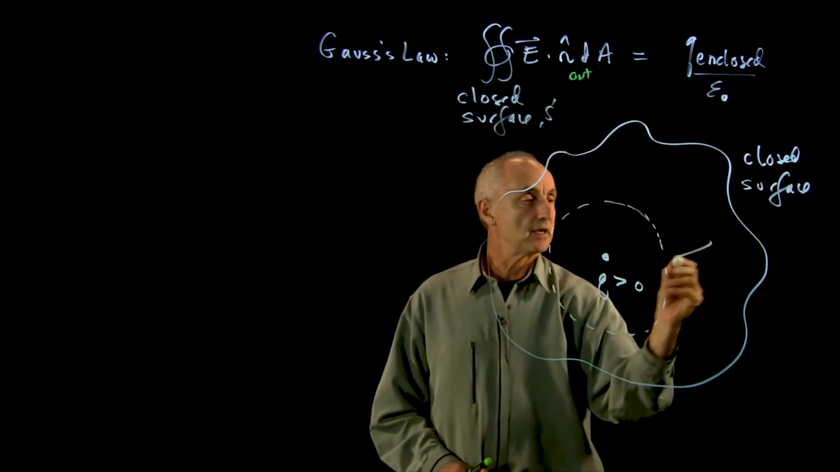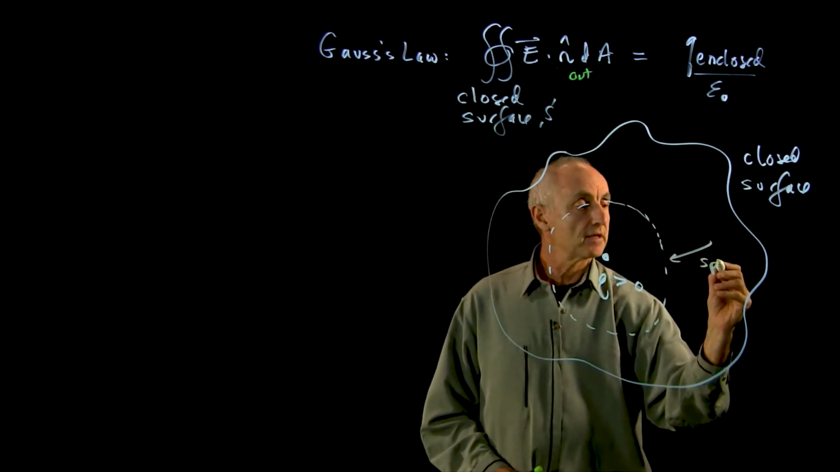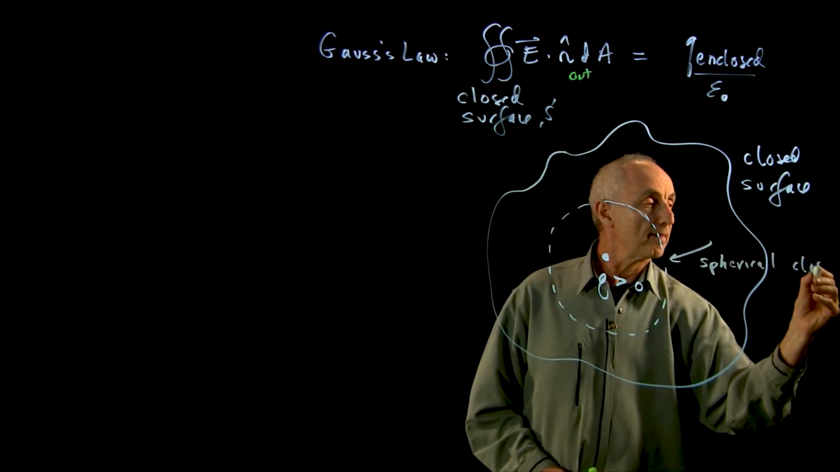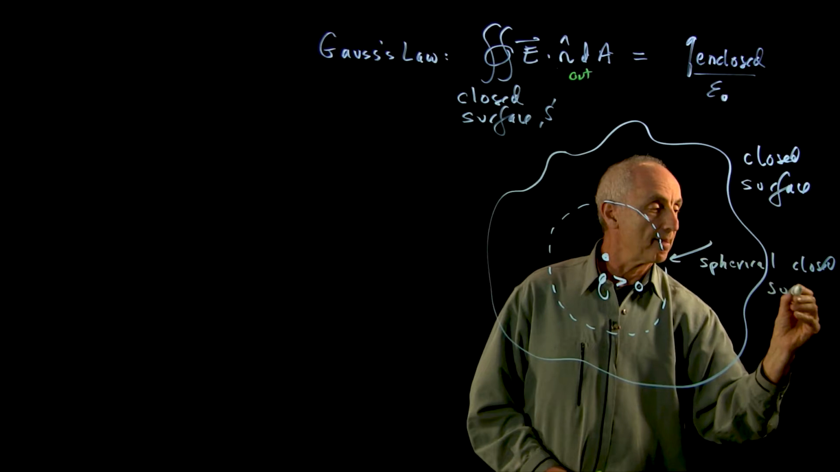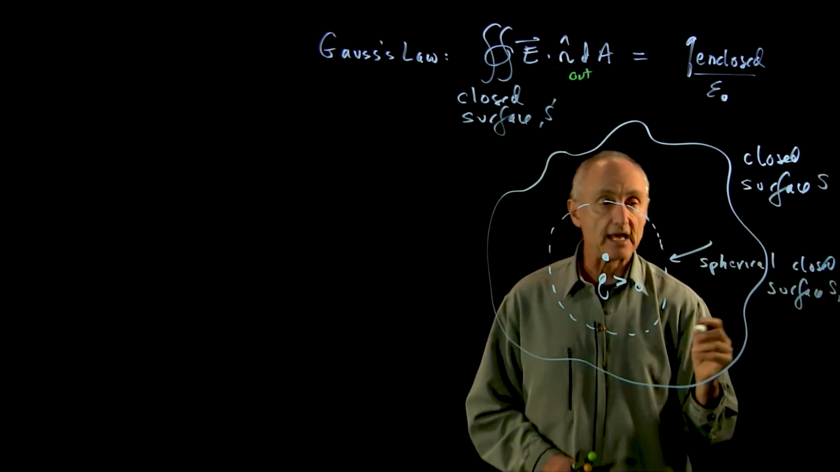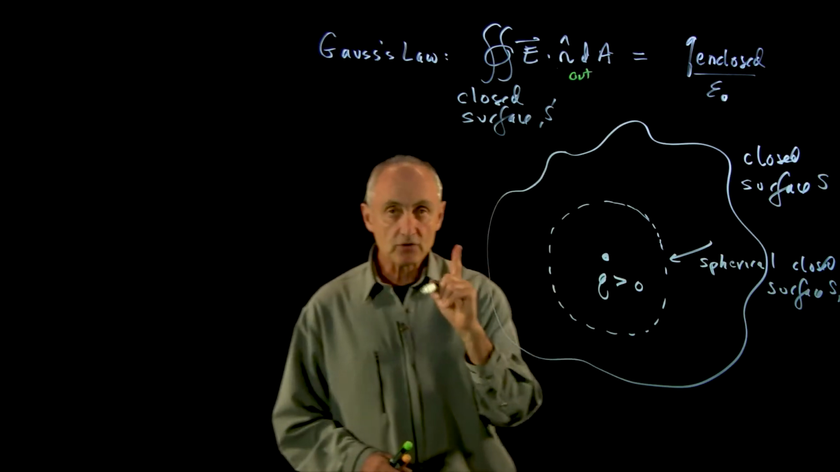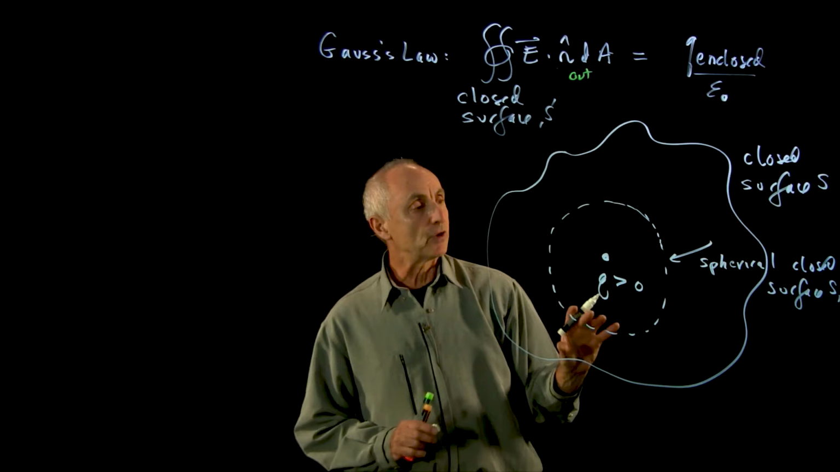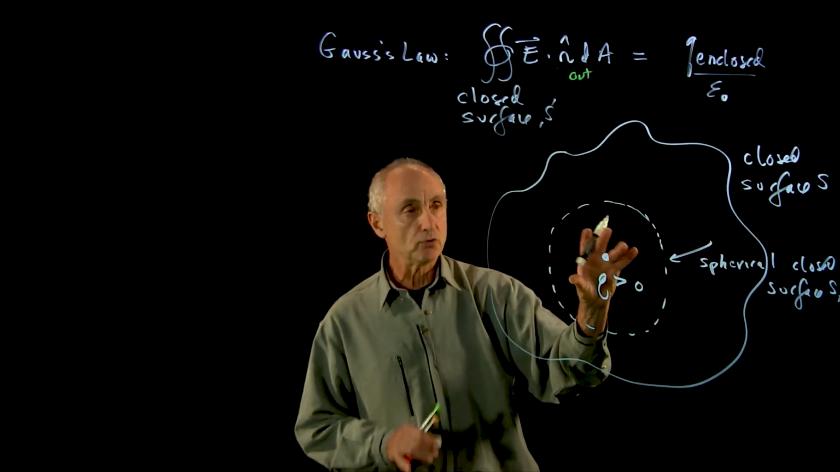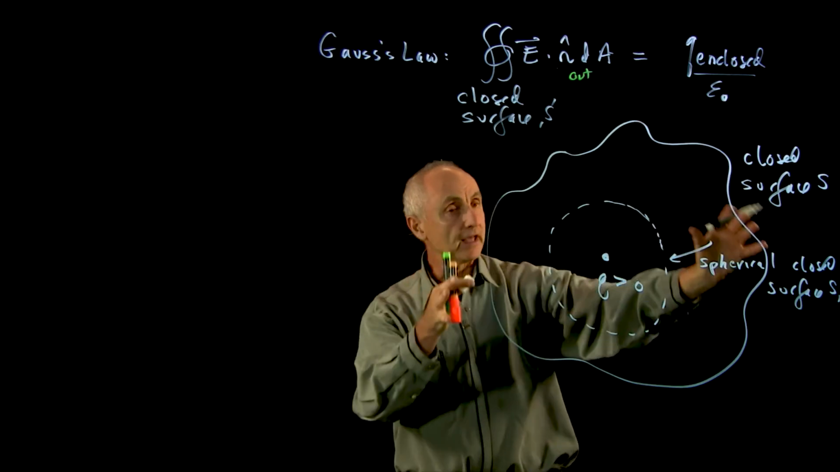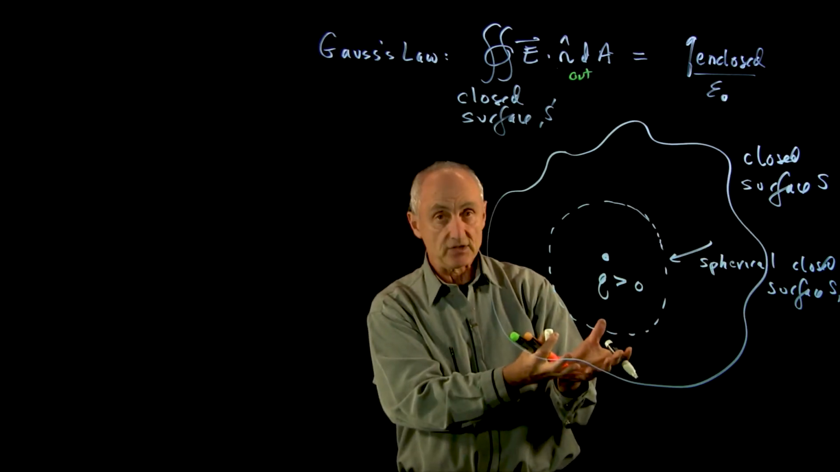So this is a spherical closed surface. Let's call that S1. The outer one is S. Now, here's the interesting thing. If you think about the geometry of what I've constructed, I've surrounded Q with a closed sphere. I have surrounding the whole thing a surface S.